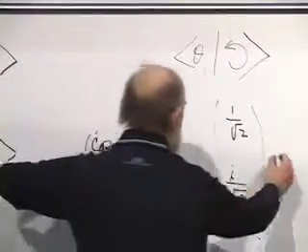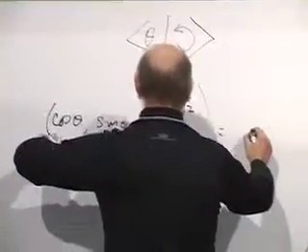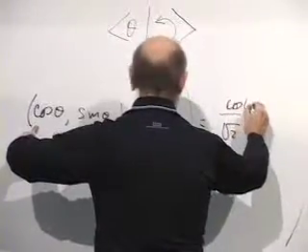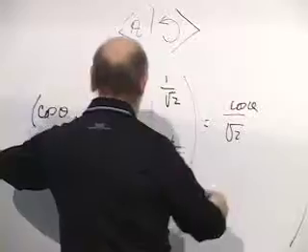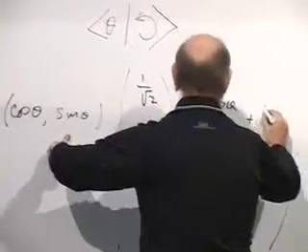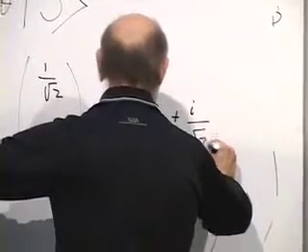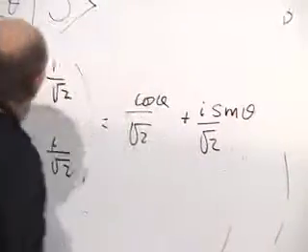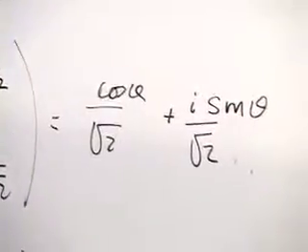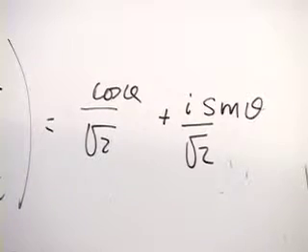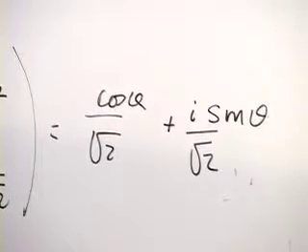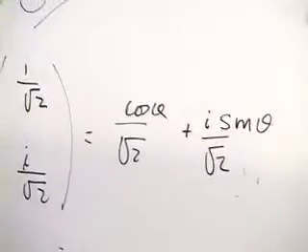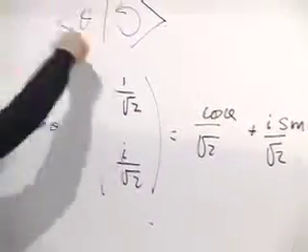Okay, so what's the answer? We get 1 over square root of 2. The inner product then is 1 over root 2 cosine theta plus i over square root of 2 sine theta. That's the inner product, or the quantum mechanical amplitude. Now we want to calculate the probability. To calculate the probability, we have to multiply this by its complex conjugate. So let's do that up here.